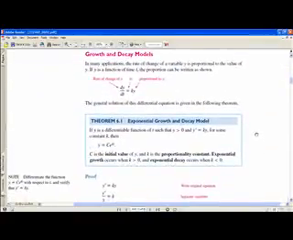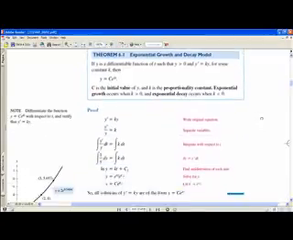So if we have a very basic differential equation, that is that the rate of change of y with respect to t is proportional to y, this leads very easily to exponential growth and decay. y is equal to c times e to the kt. The proof is down here.